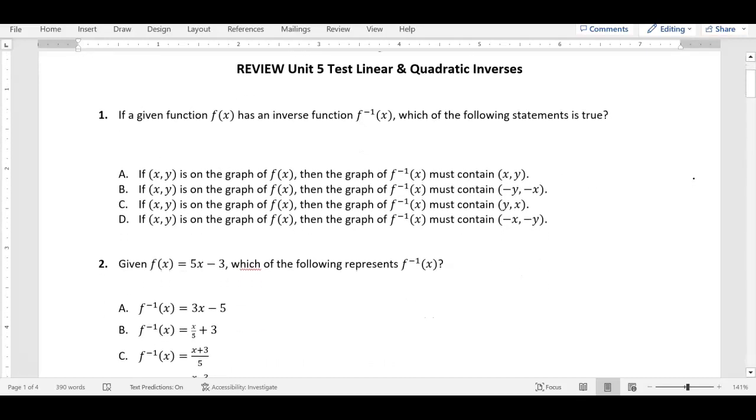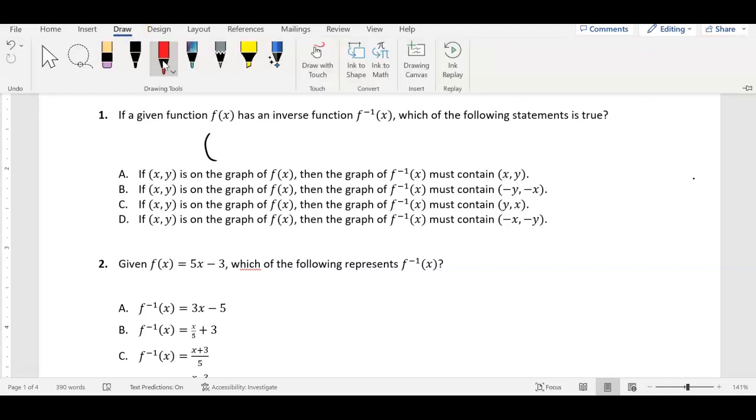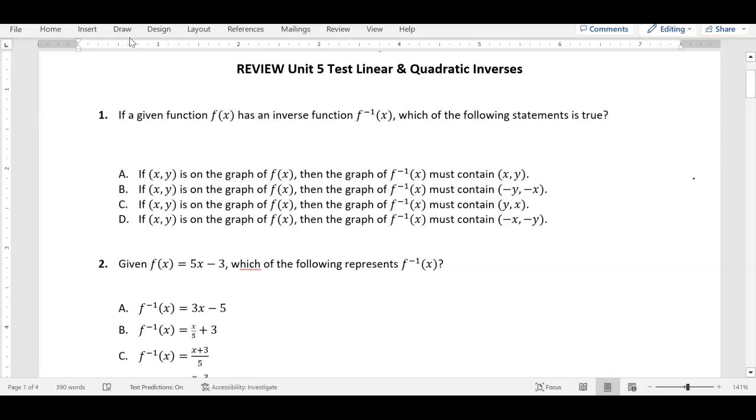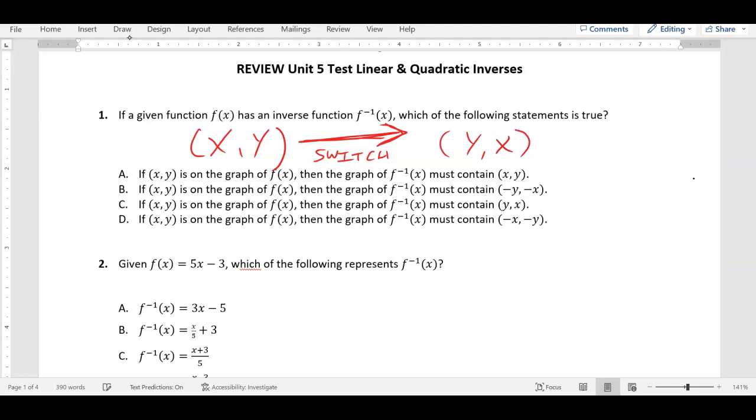All right, our review for the Unit 5 test, very similar to your two quizzes for linear and quadratic inverses. If you're given a function f of x, it has an inverse of f inverse x, which of the following statements is true? Every one of these answer choices says if x comma y is on the graph, then the graph of the inverse, remember, the whole thing about inverses is that you switch x and y. So you would end up with y comma x. And our answer choice is best going to be C.